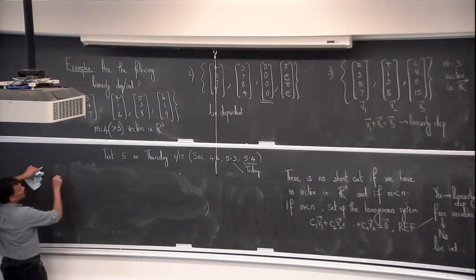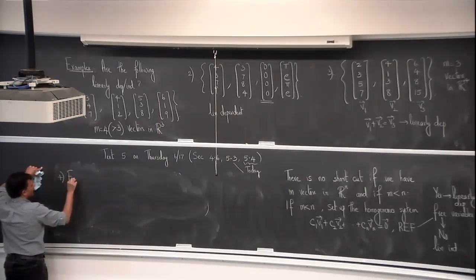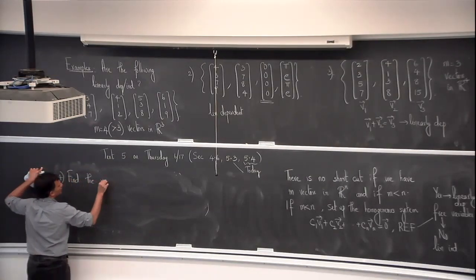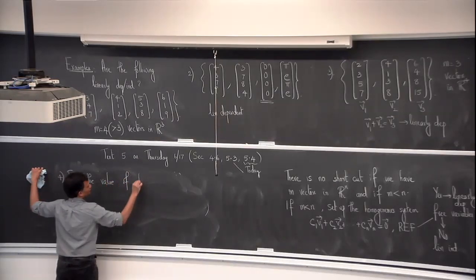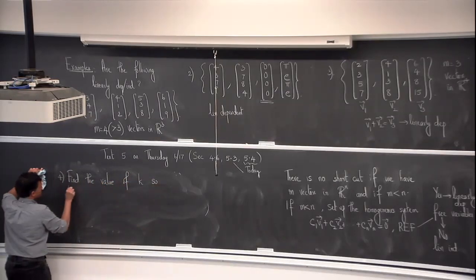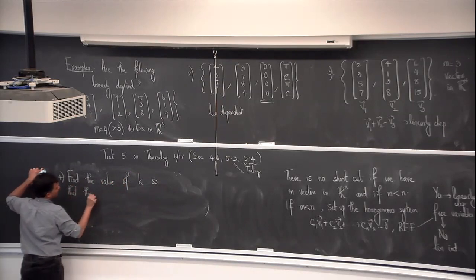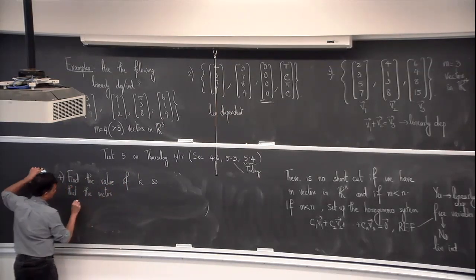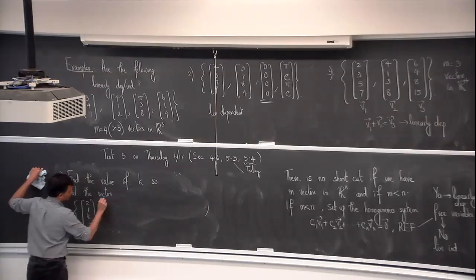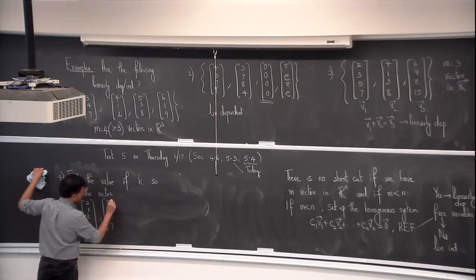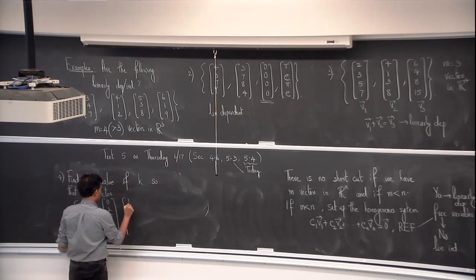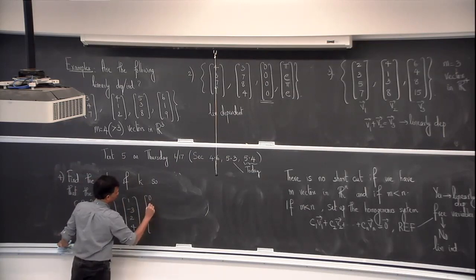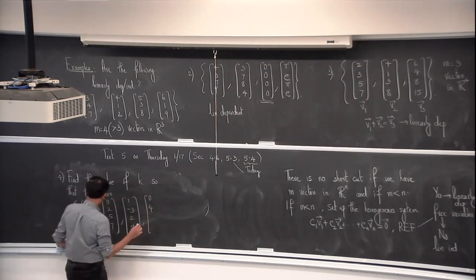Now pay attention. Number 4, find the value of k so that the vectors 2, 1, k, 3, 0, 2, 5, 7, 1, negative 3, 2, 4, and 0, 4. I'm just making up some numbers. Hopefully they'll work out okay.